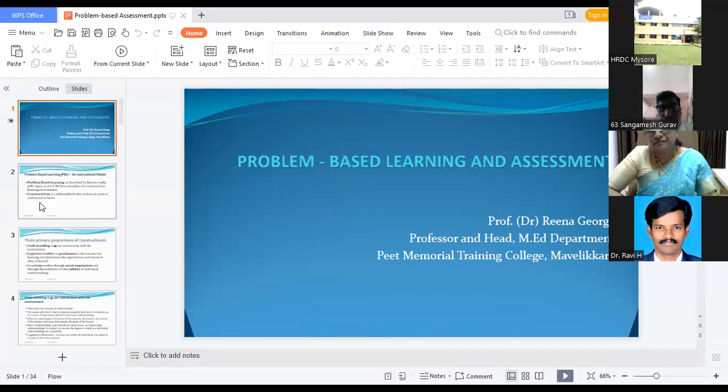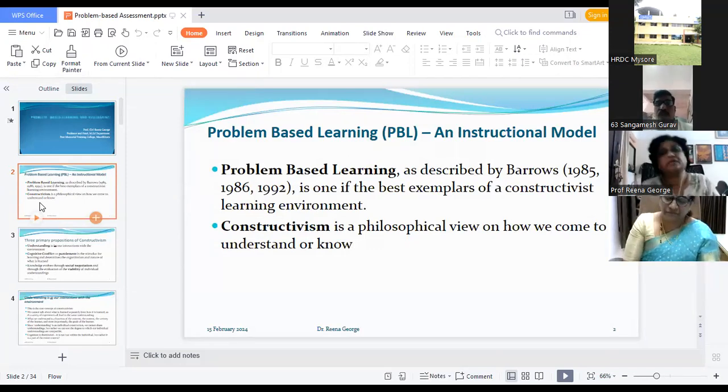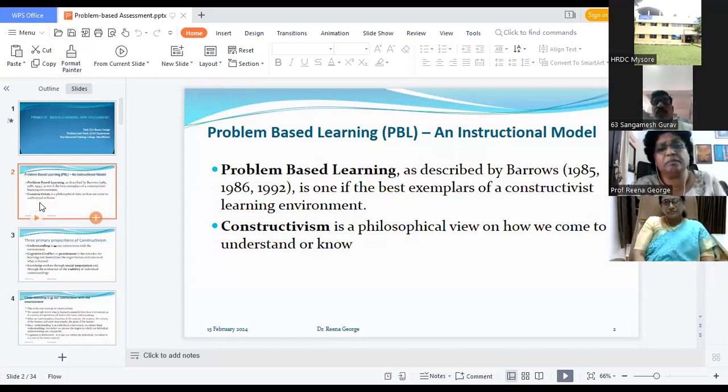Yeah, this is problem-based learning. We are familiar with problem-based learning because we have projects, be it curriculum, and even the school curriculum is based on constructivism, and we are familiar with practicum and problem-based learning. Now, problem-based learning is one of the best exemplars of constructivism, and we know constructivism is about how we come to understand or know things, how we generate knowledge, how we construct knowledge.